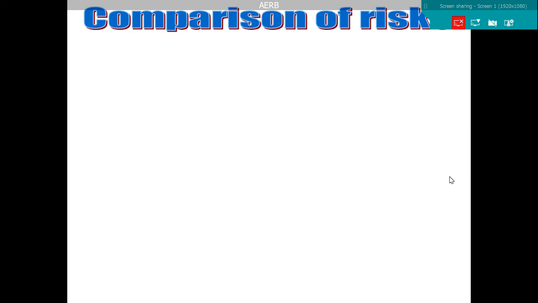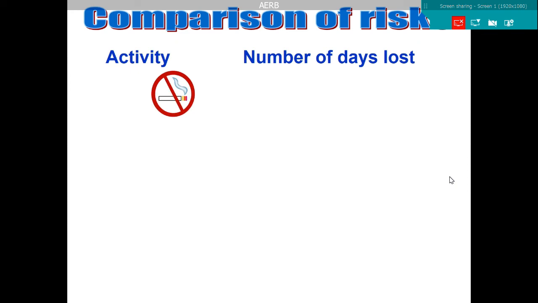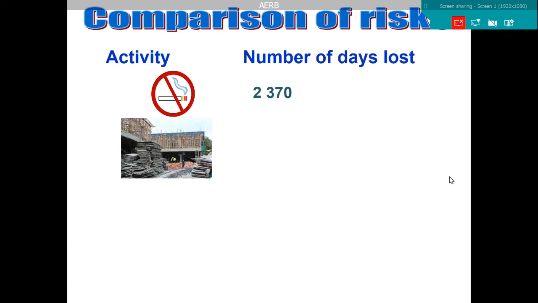Now, I'm just going to make a brief comparison. This is taken from literature. I'm making it brief. Smoking 20 cigarettes a day robs a person of 2,370 days of his life. A person engaged in construction work loses 302 days from his life. A person drinking alcohol regularly can lose 130 days in his life.